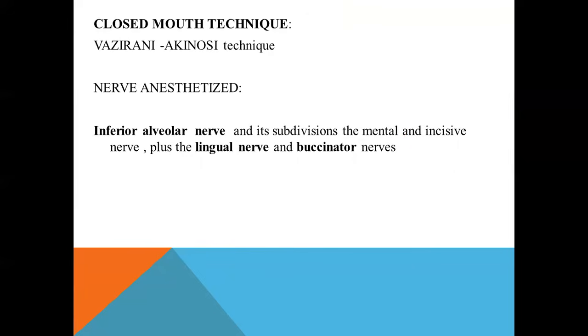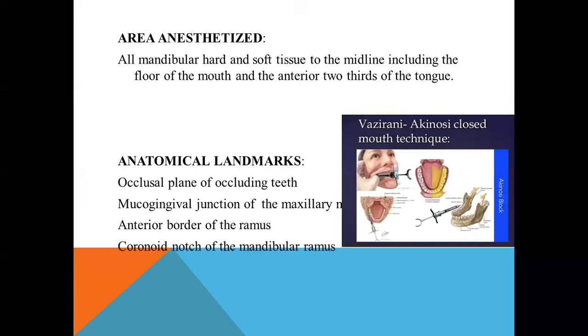Coming to the closed mouth technique, which is called the Vazirani-Akinosi technique. The nerve which is anesthetized will be the inferior alveolar nerve. The area anesthetized will be all mandibular hard and soft tissues to the midline, including the floor of the mouth and the anterior two-thirds of the tongue. Anatomical landmarks.